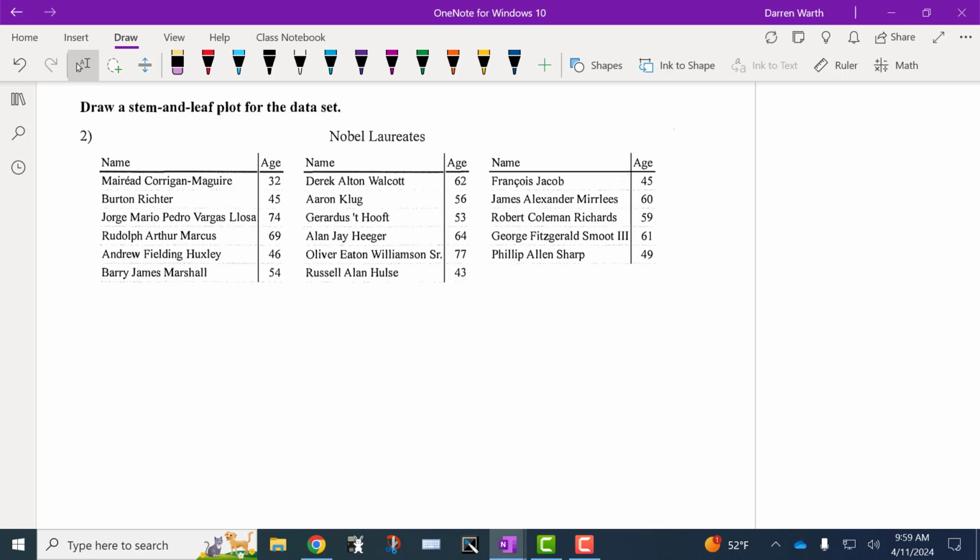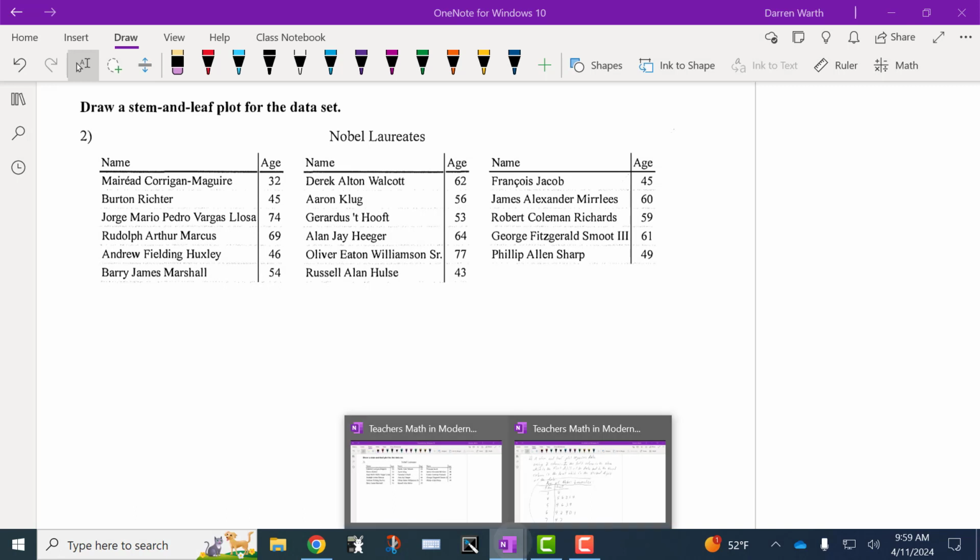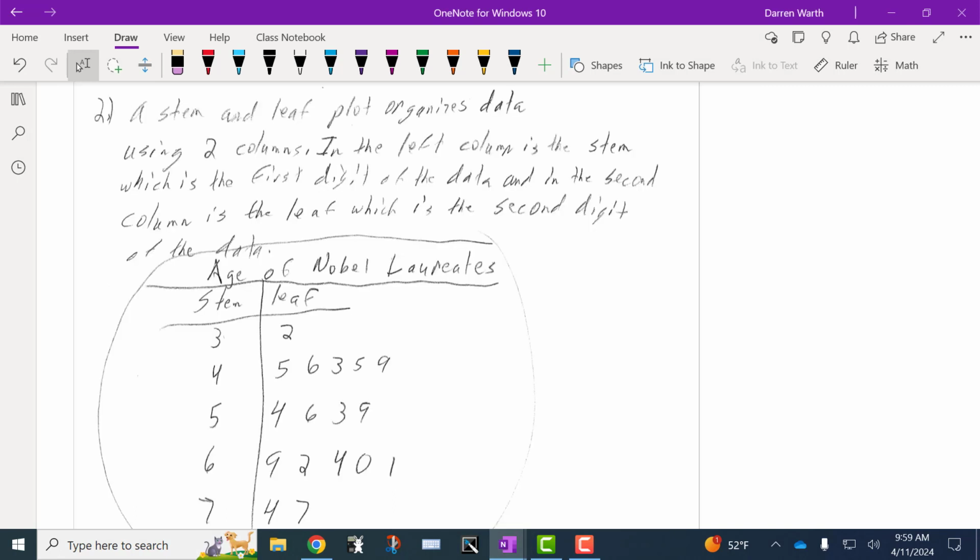Well, looking at that, it's kind of hard to determine their ages and such. And so we make a stem and leaf plot. To do the stem and leaf plot, I'm going to look at my solution guide, and it reminds me of what a stem and leaf plot is. Number 2 says a stem and leaf plot organizes data using 2 columns. The left column is the stem, which is the first digit of the data, and the second column is the leaf, which is the second digit of the data.